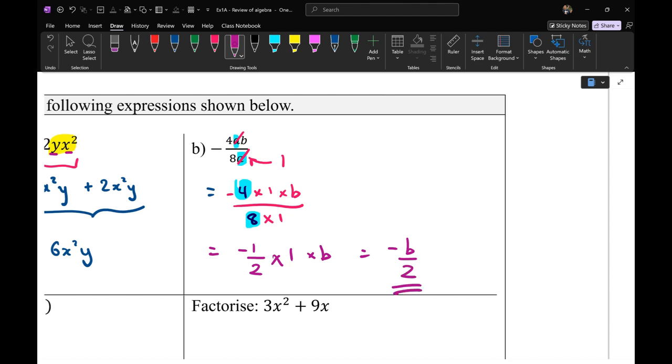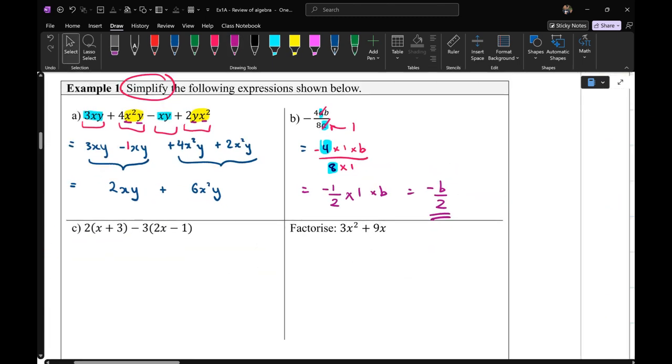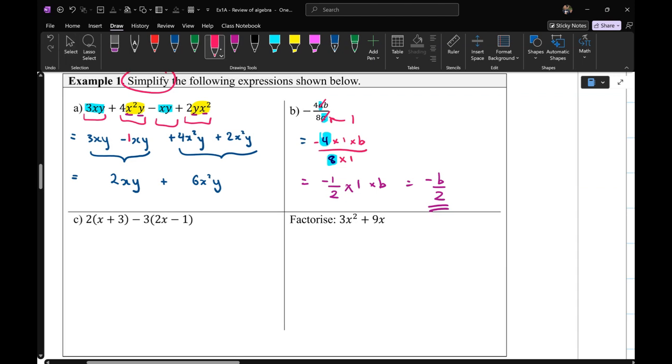Okay, so I'm just following the order. Negative 4 times 1 is negative 4 times b is negative 4b, but the 4 and the 8 can be simplified, so hence negative 1b on 2. Okay, let's go. Next one, I'm going to pick up the pace a bit, just so that we're not spending too much time on the basics here.